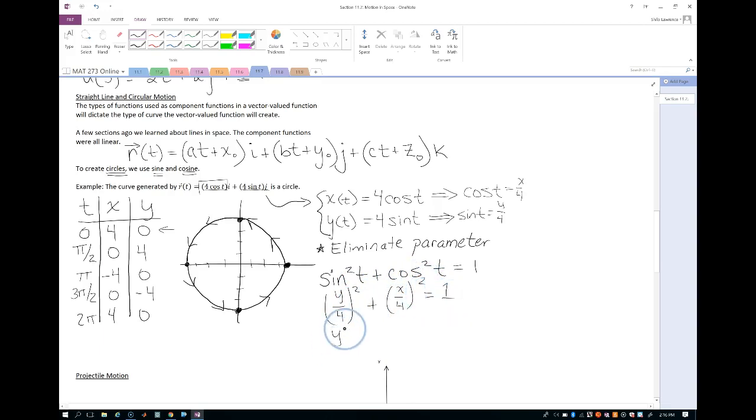And we'll just clean this up a little bit. This is y squared over 16 plus x squared over 16 equals 1. And if we multiply through by 16, and I usually like my x first, we get x squared plus y squared equals 16, which is exactly the equation for a circle centered at the origin with a radius of 4.